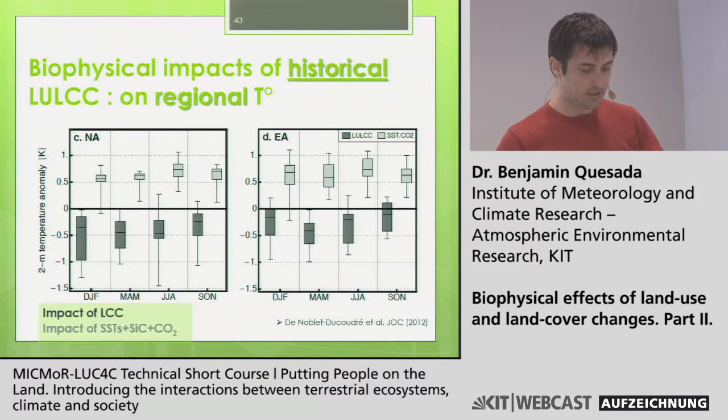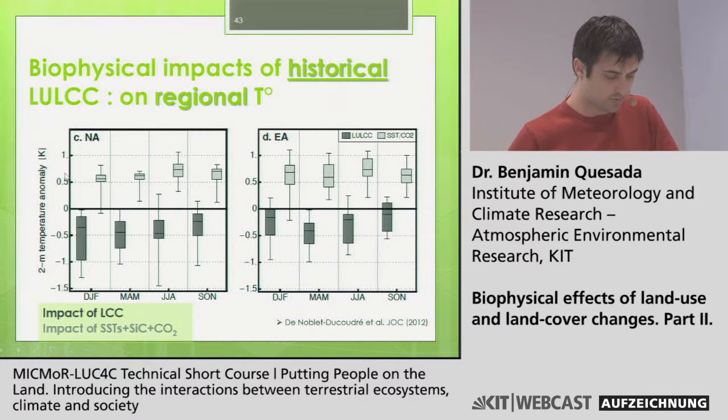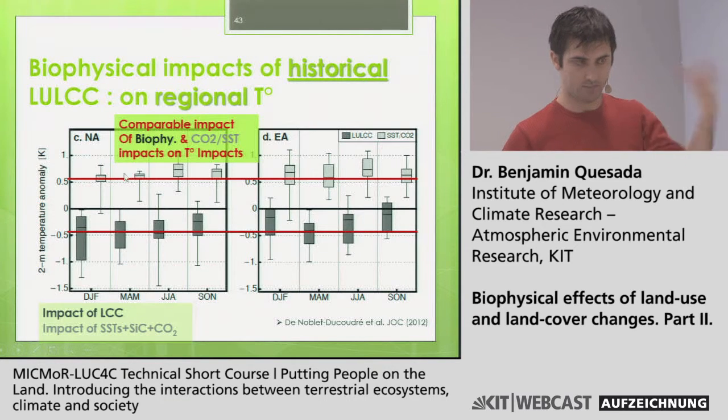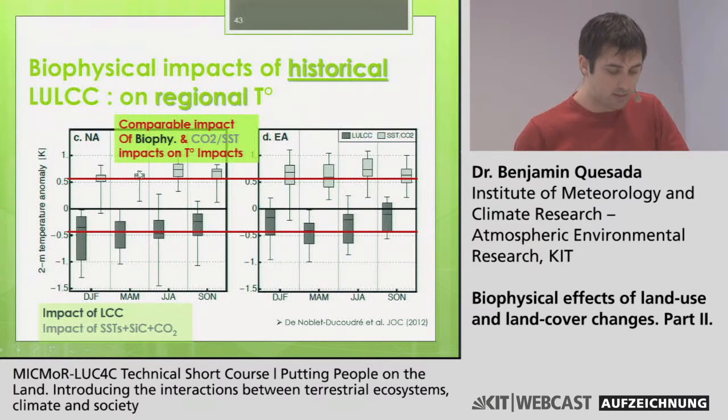Now, regionally, if we make the same exercise for surface temperature, comparing land use and land cover changes here with dark gray boxes for the North America region at each season, and we compare this biophysical impact with the warming due to CO2 and SST, sea surface temperature increase, we have in fact comparable impacts regionally on temperature. So biophysical impacts are as important as CO2 increase on temperature.